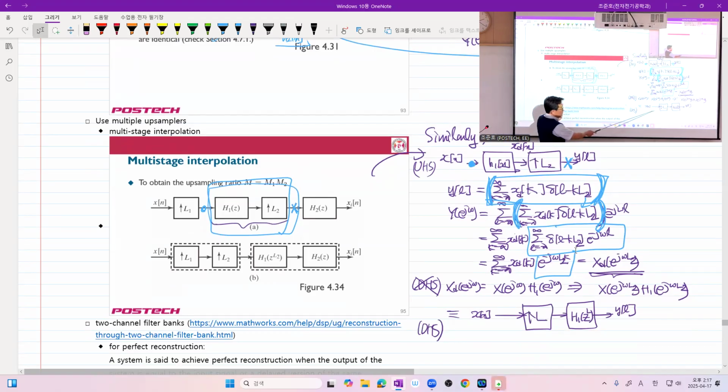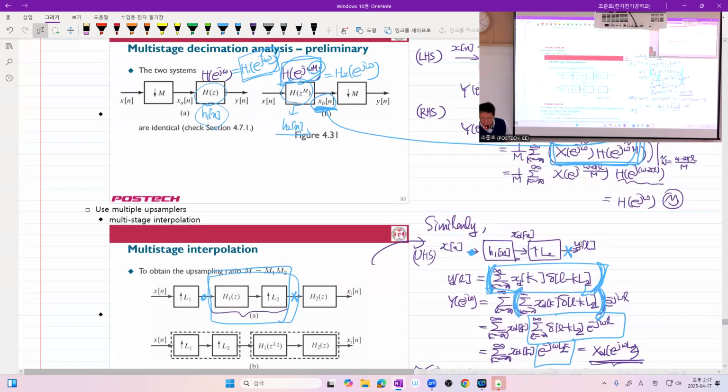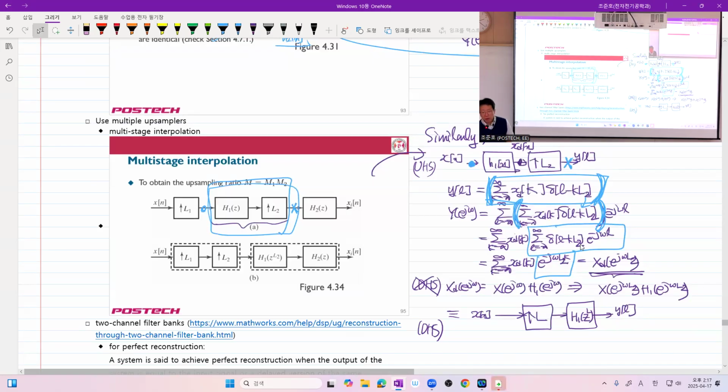You have the same thing as this one. Why, by the way? Why do you have this one? If you upsample X, then what do you get here? If you upsample, and the upsampled signal is multiplied by this one. See that? Here, upsampling of that one will give you just the signal input scaled by L2, right? So if this signal is upsampled, this one will be X of e to the j omega L2.